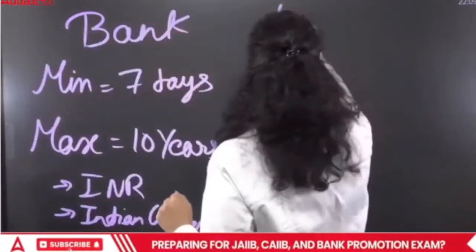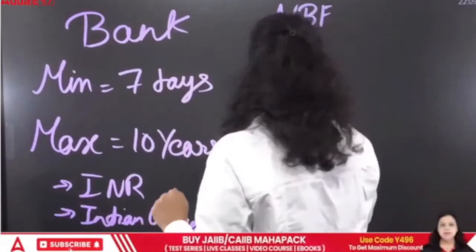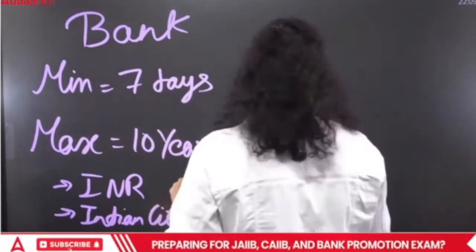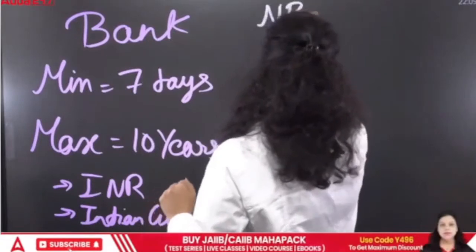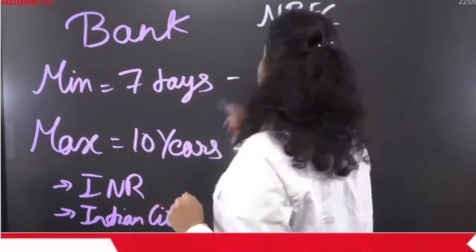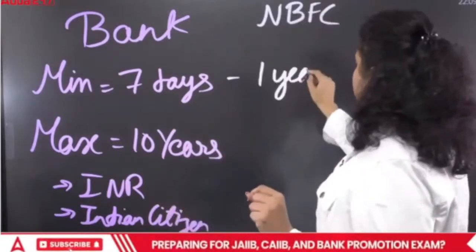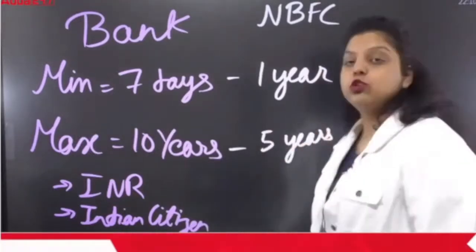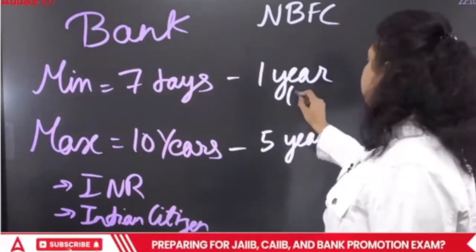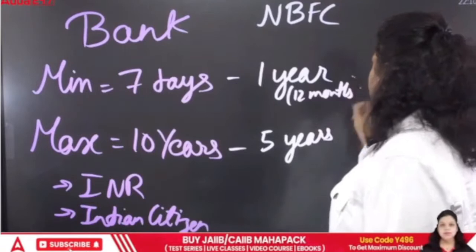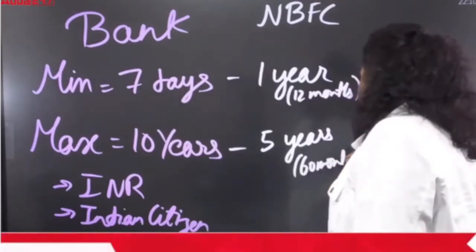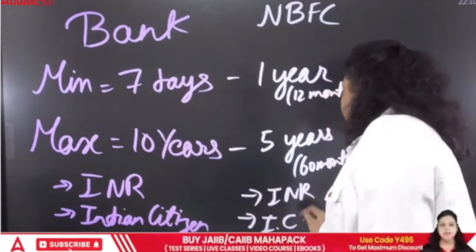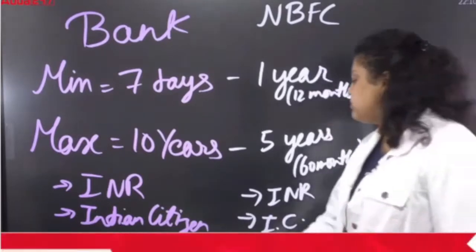The second condition is if you are having an FD in an NBFC, a non-banking financial company. The minimum duration will be 1 year and the maximum duration will be 5 years. Sometimes in the question it will be asked in months, so the unit will be months: 12 months and 60 months. Do remember them in months. This FD will be maintained in Indian currency and by an Indian citizen only. This is the case of NBFC.